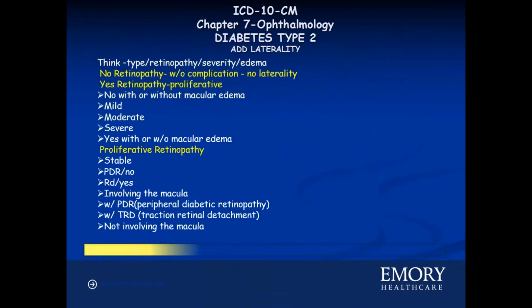Diabetes type 2, we added the laterality. So once again, we're just thinking, what type is it? Retinopathy, no. I have a chart that's going to tell you what to do if it has or has not retinopathy. If it has retinopathy but it's proliferative, there is a chart that tells you what to do if it's stable and if it's involving the macular.